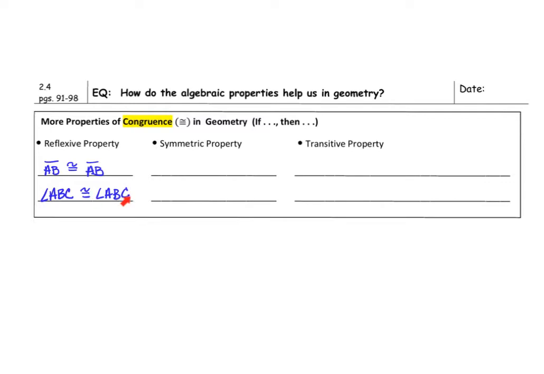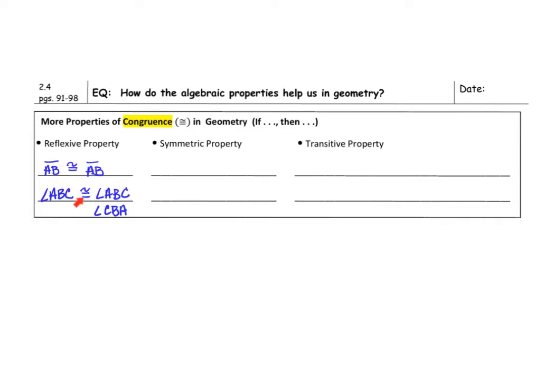This angle can also be named differently. So you could say also angle CBA. So even though the letters are in a different order, I'm still naming the same angle. The B is still in the middle. So instead of ABC, now I would be reading it backwards, CBA. So just remember there's more than one way to name an angle.